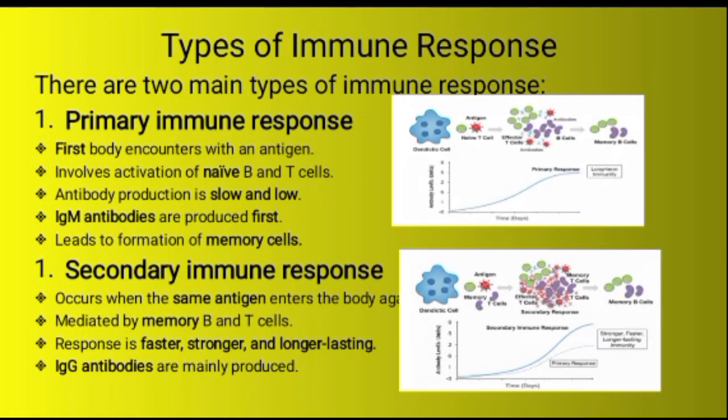So in response, the reaction will be faster, stronger, and longer lasting. And it doesn't involve IgM, it involves the IgG because it's only the IgG which is located in the peripheral blood circulation. So from the chart you can see the differences, the rate of the reaction, how faster it is or how slower it is from the primary immune response.